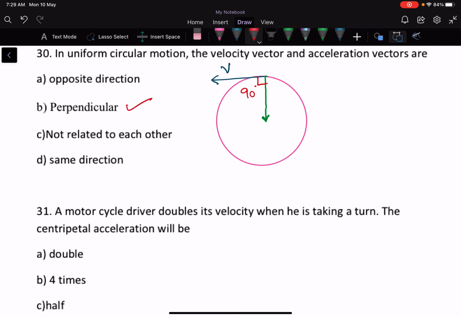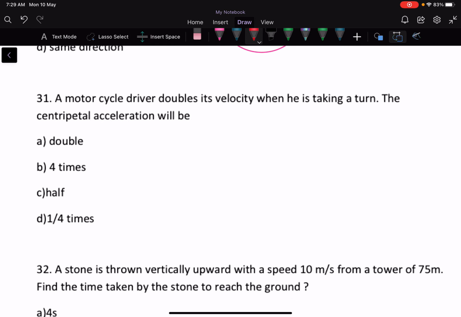The answer is this. Next, a motorcycle driver doubles its velocity when he is taking a turn. It is circular motion again. In circular motion, the centripetal acceleration formula is a equal to v square by r.